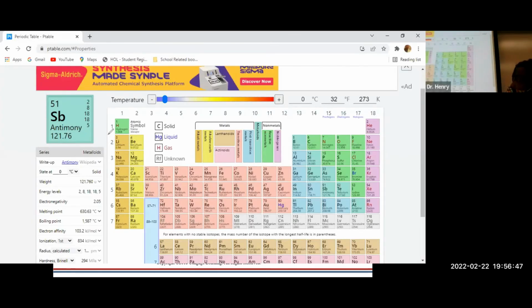So if we take a look, as we go from left to right, it's going to get smaller, right? Because it has more protons. So hydrogen is going to be bigger than helium, okay? As we go from top to bottom, it's going to get bigger because you're adding layers to it. So who's going to be my biggest atom and who's going to be my smallest atom?